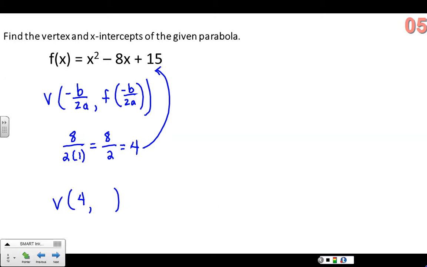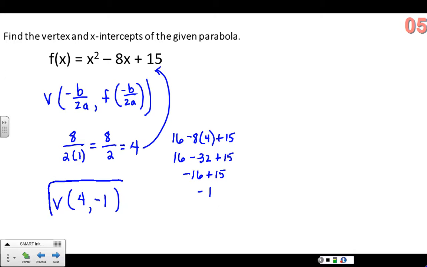So let's try that. 4 squared would be 16 minus 8 times 4 plus 15. So that's 16 minus 32 plus 15. That's negative 16 plus 15, which is negative 1. So 4, negative 1 is going to be the vertex for my parabola.